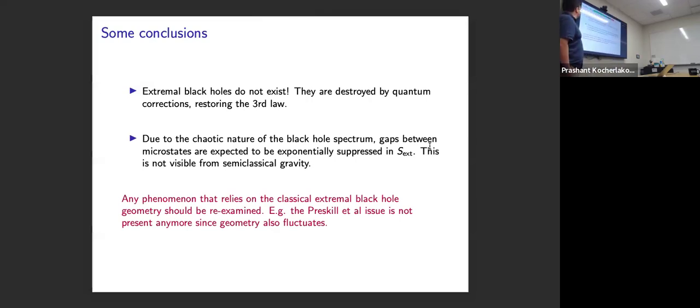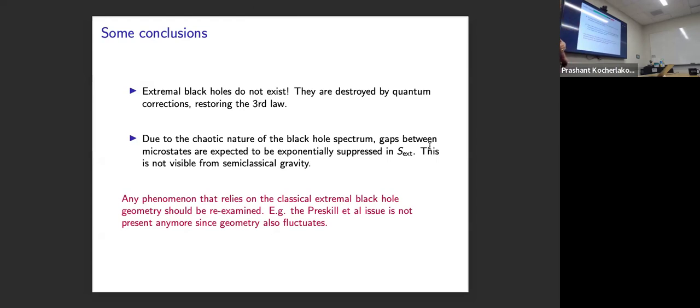Okay, so some conclusions: the extremal black holes do not exist. They are completely destroyed by quantum corrections. And by extremal, I don't mean near extremal, I mean exactly extremal. If you want to do zero temperature, their contribution just vanishes and then any other non-perturbative thing will take over. So this in a sense restores the third law because now it removes this unpleasant large degeneracy.